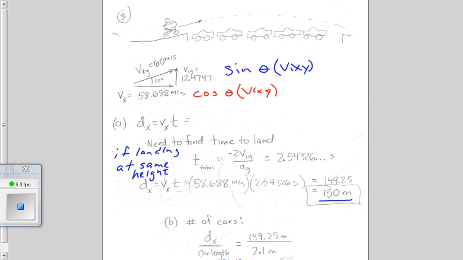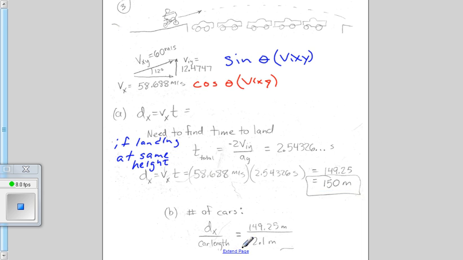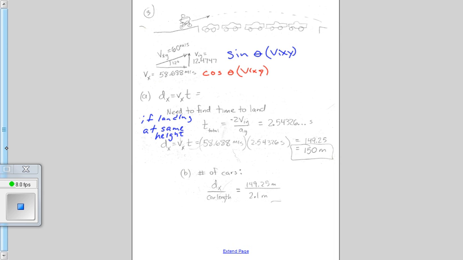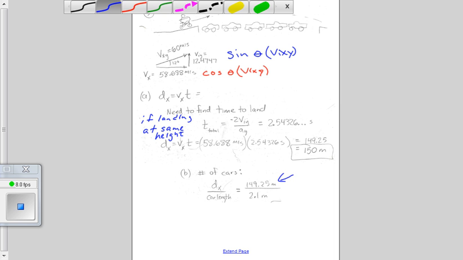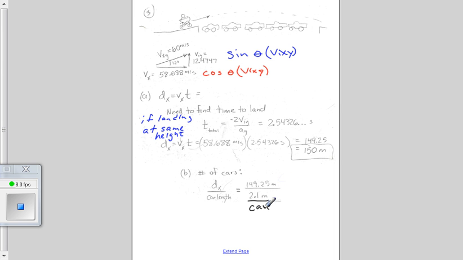Now, we want to know how many cars he can get over. In order to figure out how many cars he can get over, we have to take a look at that dx, and then the car length is really 2.1 meters per car. So if you think about it, meters divided by meters per car would really just give us cars. And 149.25 meters divided by 2.1 meters will give you that number of cars.